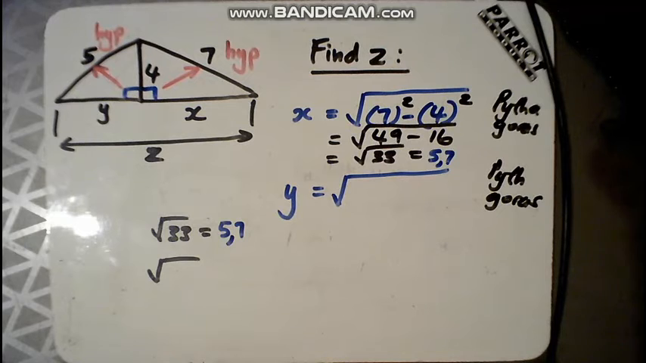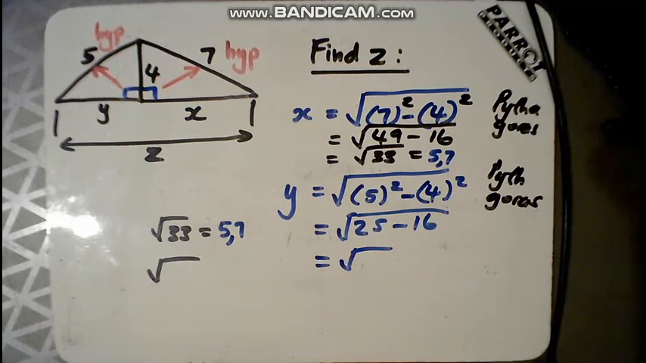Now we're going to work on y. Pause the video, see if you can do y. Alright, 5 squared minus 4 squared equals, it'll be the square root of 25 minus 16. 25 minus 16 is equal to 9. Square root of 9 is equal to 3.